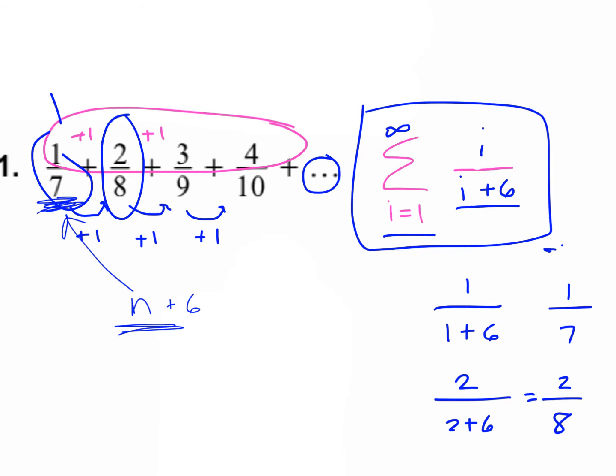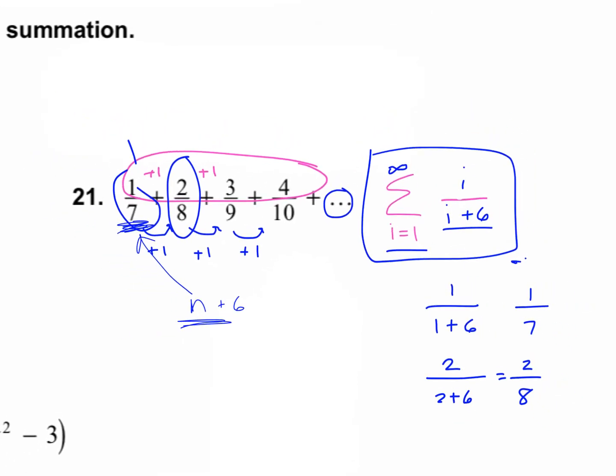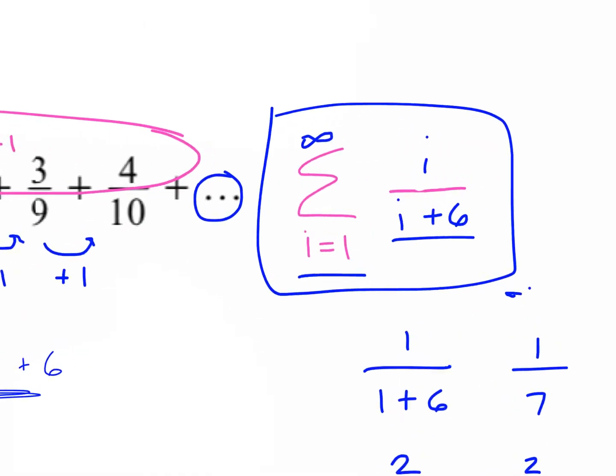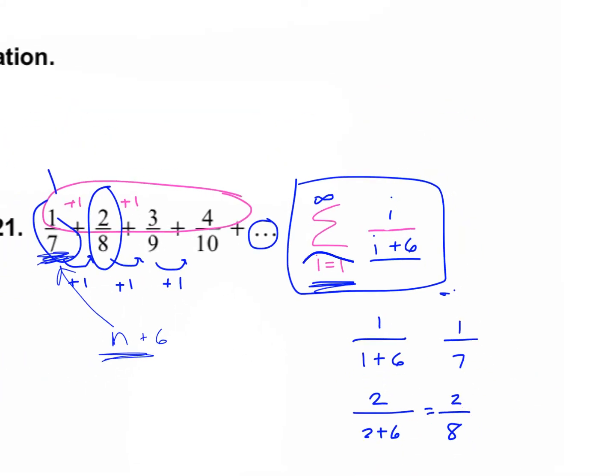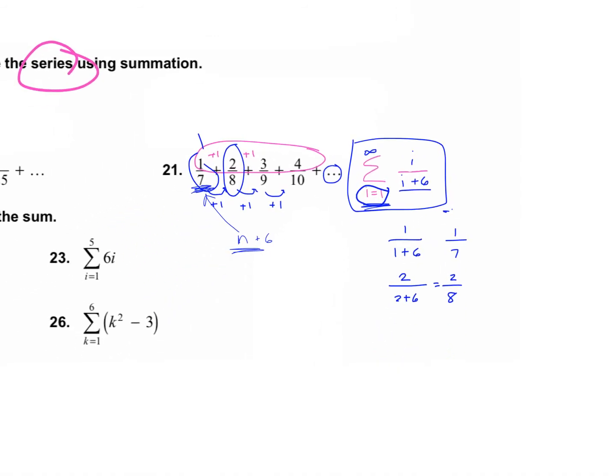Yeah. Okay. But i is 1, not 1/7. i is 1, because we start with 1 and then keep plugging in the next number. You always start with 1 here, so it'll always start with i is equal to 1.